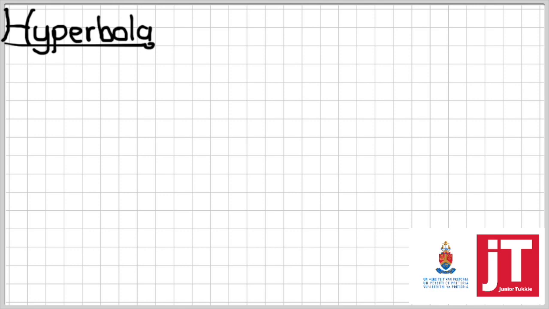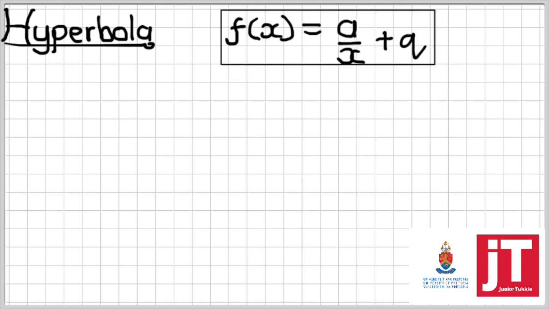This is video number 2, focusing on two specific functions, that is your hyperbola and your exponential graph. Just looking at the theory of those two functions. So to start with, we're going to look at the general equation of a hyperbola, which is given by f of x is equal to a over x plus q.